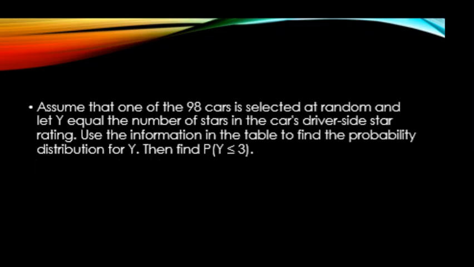Okay. Here's the information that we have. Assume that one of the 98 cars is selected at random, and let y equal the number of stars in the car's driver's side star rating. Use the information in the table to find the probability distribution for y, and then find the probability that y is less than or equal to 3. So we have information about these 98 cars. Let's see what it looks like.